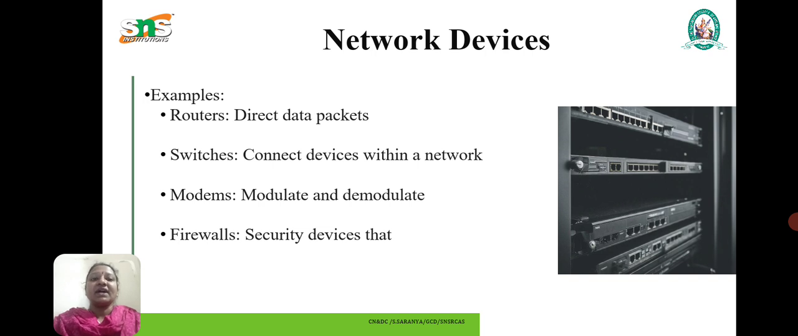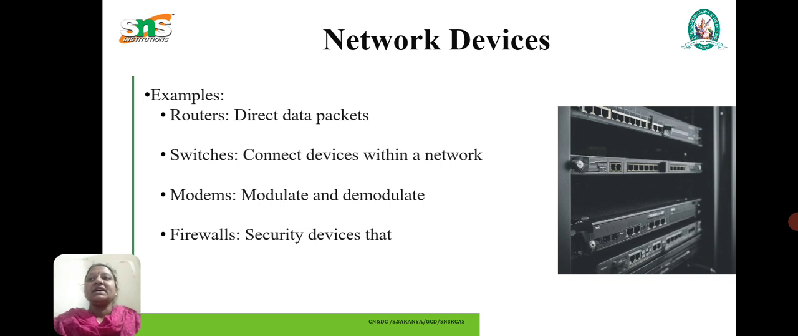In the network devices, we have the four types. The first one is router. Routers are the intelligent traffic directors. They connect different networks and route data packets to their intended destination based on their IP address. Second one is switch. This is responsible for connecting devices within a network segment. Unlike a hub, switches learn the MAC address of connected devices and forward data packets only to the intended recipient.